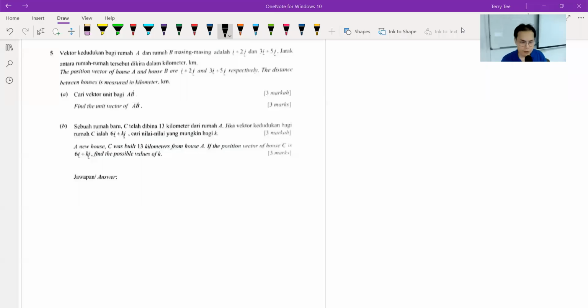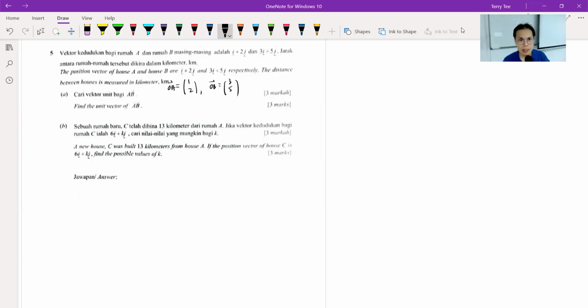Okay, question number 5. This is from the chapter Vector. We are given the position vectors of houses A and B. They are 1i plus 2j and 3i plus 5j. I would like to write this as a column vector: OA is (1, 2) and OB is (3, 5). Instead of writing in ij form, writing a column vector is a lot easier.